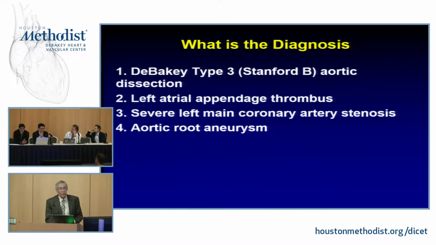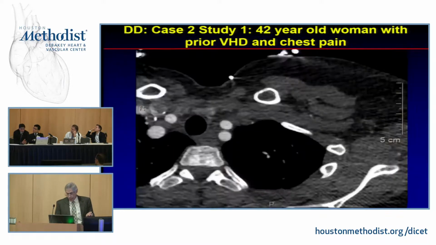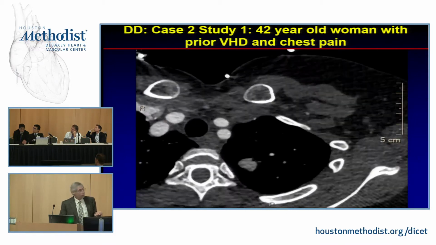Okay, so the question is, what is the diagnosis? Is it a DeBakey type 3 Stanford B aortic dissection? Is it a left atrial appendage thrombus? Is there a severe left main coronary artery stenosis? Or is there an aortic root aneurysm? So let's go back and look at those things.